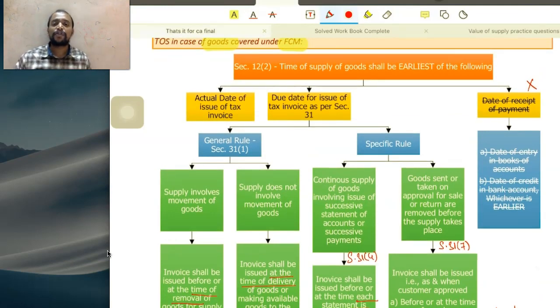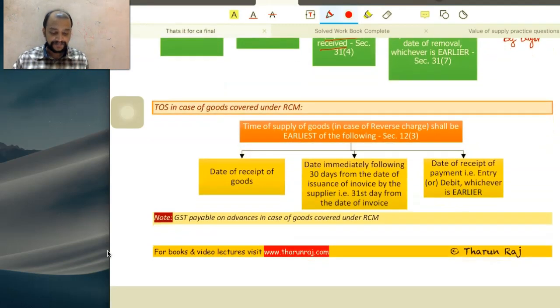Whether GST is payable on advances in case of goods covered under FCM? No, because date of payment is not one of the dates. Therefore, when advance is received, you have to ignore it. You need to see when the invoice is issued or when the invoice is supposed to be issued, whichever is earlier. That's it here.